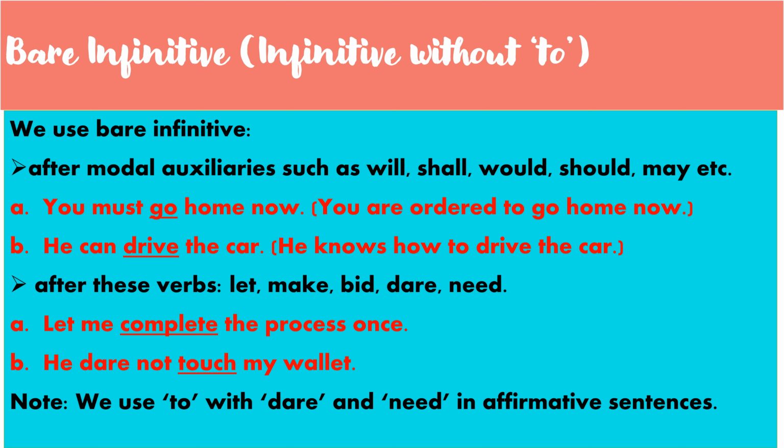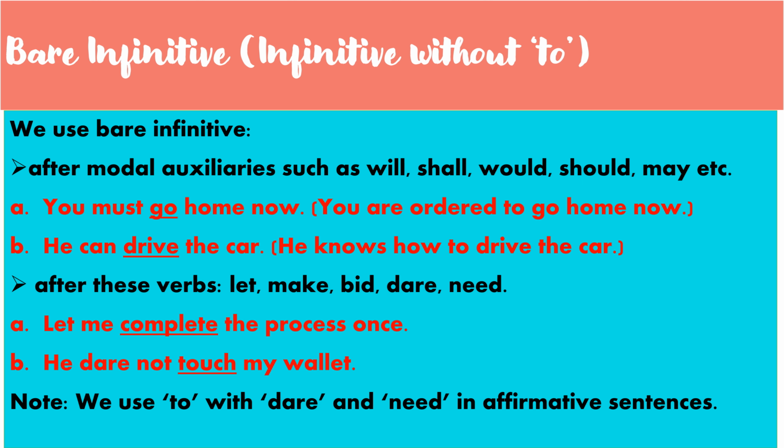Infinitives that come without to are called bare infinitives. We use bare infinitives after modal auxiliary verbs such as will, shall, would, should, may. For example, you must go home now. Here you have written go only, not to go. You must to go home now would be incorrect. So we use go, the bare infinitive, with modal auxiliaries.